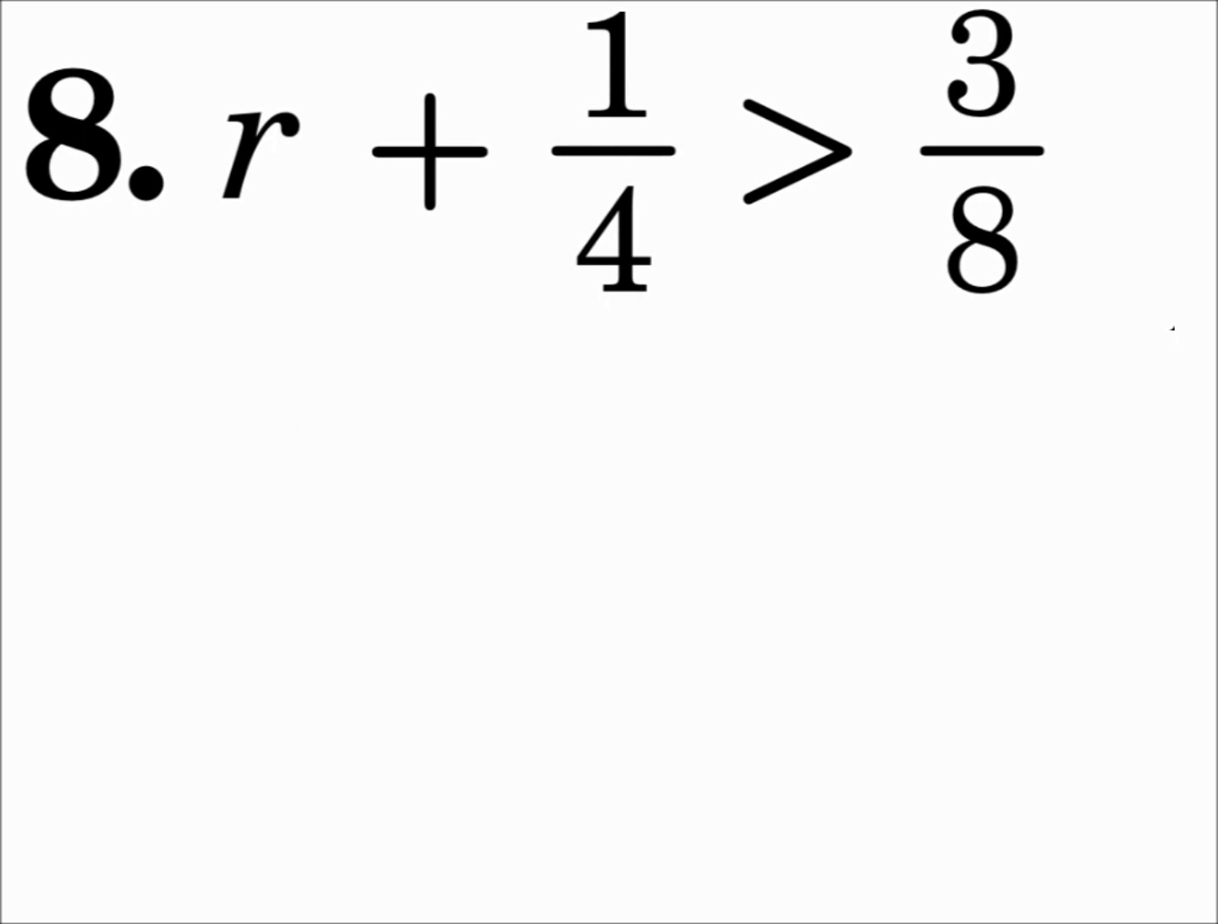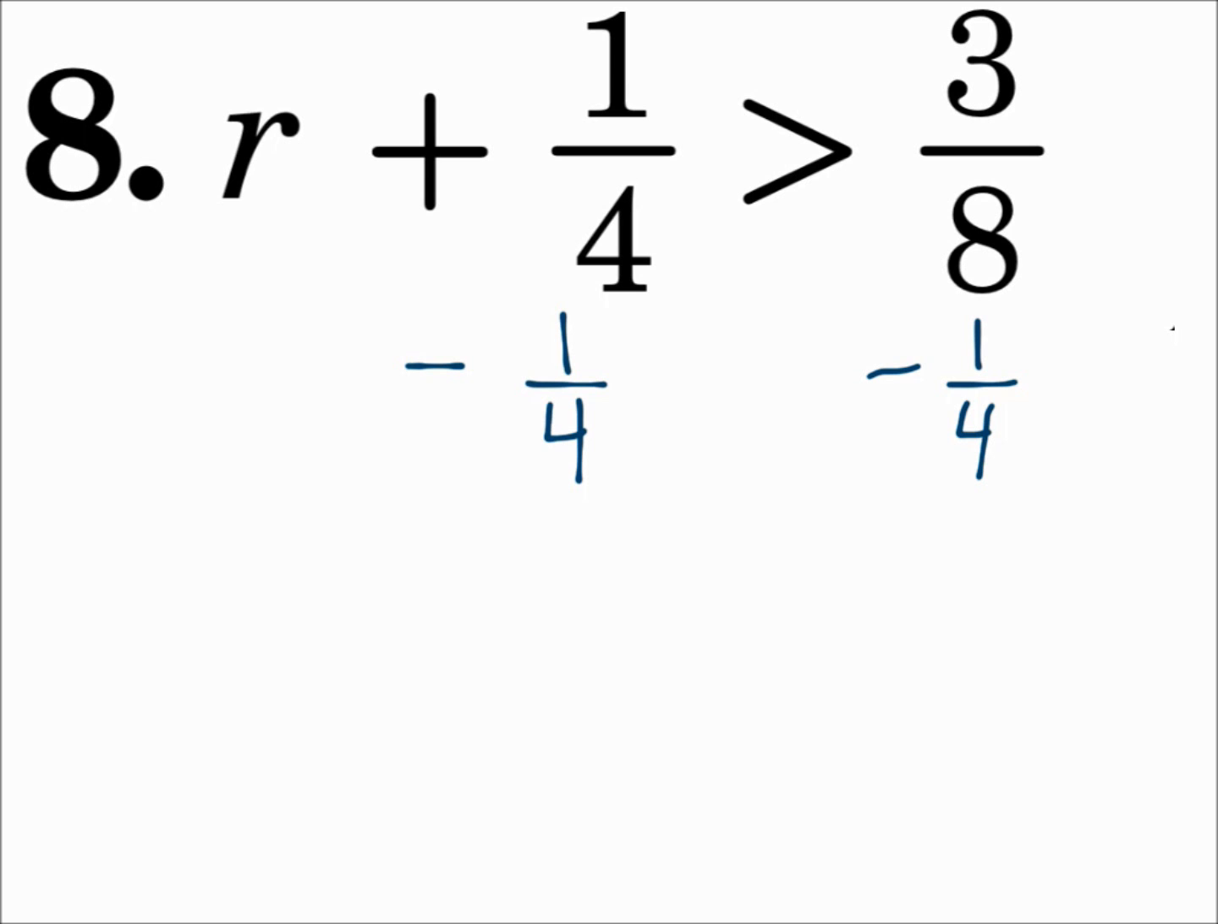Number 8. r plus 1/4 is greater than 3/8. The 1/4 is added to the r, so do the opposite and subtract 1/4 from each side. 3/8 minus 1/4, you have different denominators, so we need a common denominator. With 4 and 8, the common denominator would be 8. 3/8 already has an 8.